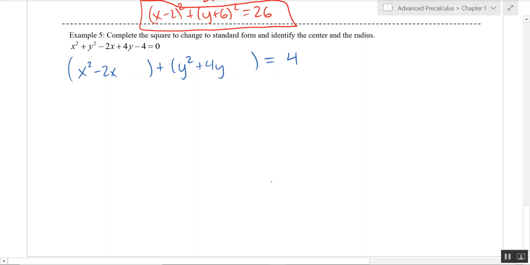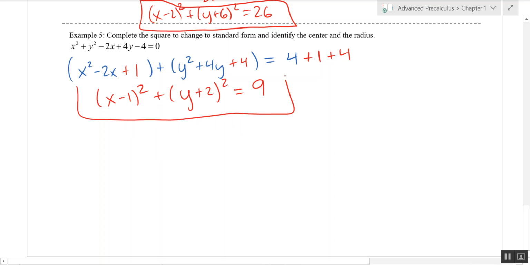Half of the middle term squared: half of negative 2 is negative 1. Negative 1 squared is 1. Whatever I add to one side, make sure I add to the other side as well. And then again, complete the square for the y's. Half of 4 is 2. 2 squared is 4. Whatever I add to one side, I must add to the other. And we'll factor this. This is x minus 1 quantity squared, y plus 2 quantity squared is equal to 9, and we've generated the standard form of a circle.